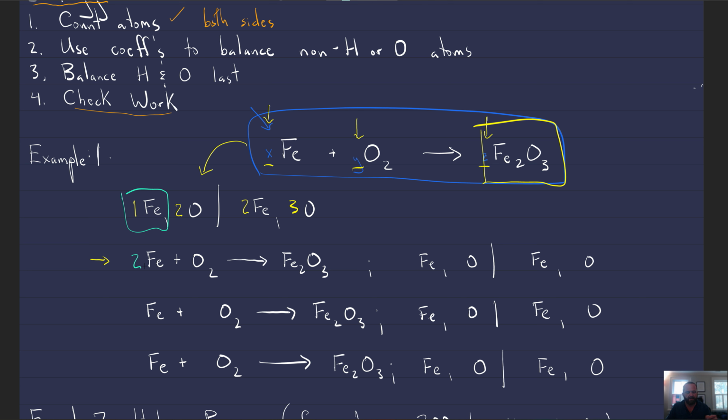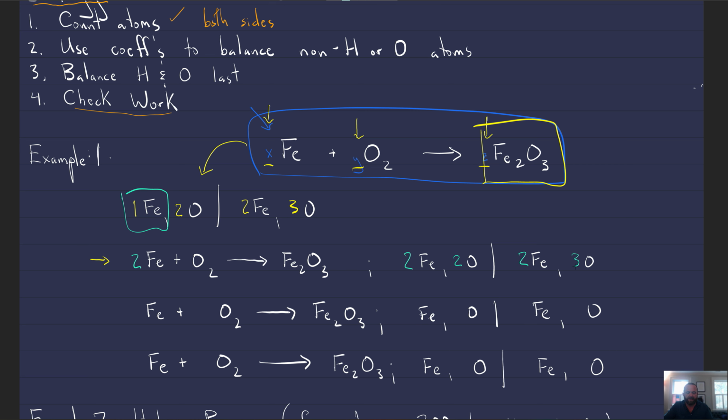So let's go ahead and take an audit of how many atoms there are on both sides. Now we have 2 irons on that side. Again, still 2 here. 2 oxygens on the left, and then we have 3 here.